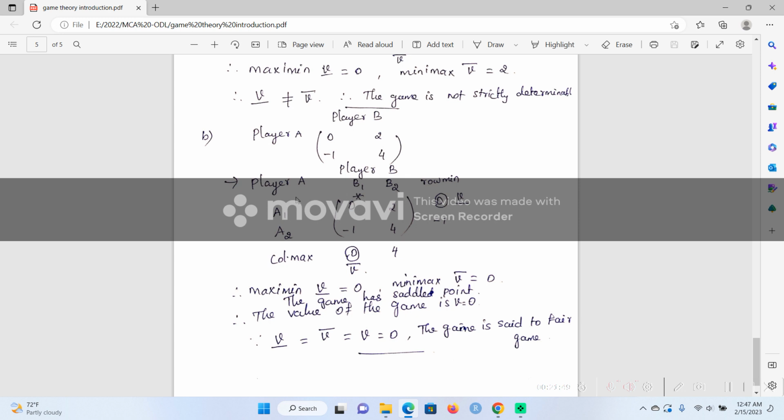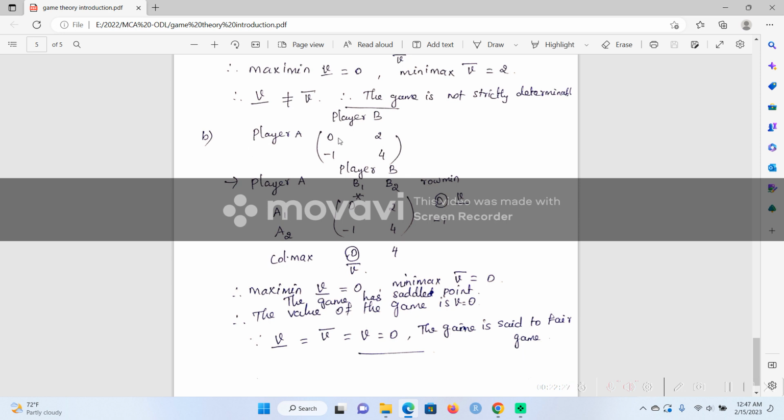So the A1 strategy is going to be adopted by player A, and the B1 strategy is adopted by player B for a better result, and the value of the game will be 0. So lower bar, upper bar, and the value of the game V are all equal. If all these values are equal, then the game is known as strictly determinable, and since the value here is 0, the game is known as a fair game. So this is a fair game.